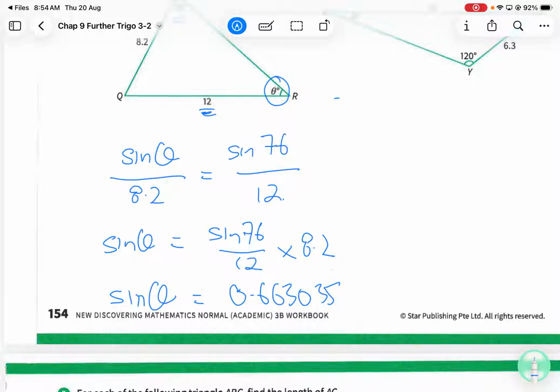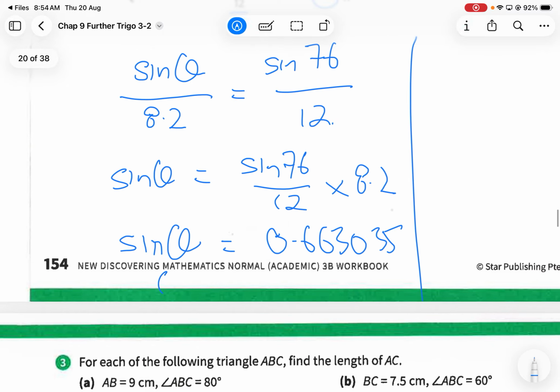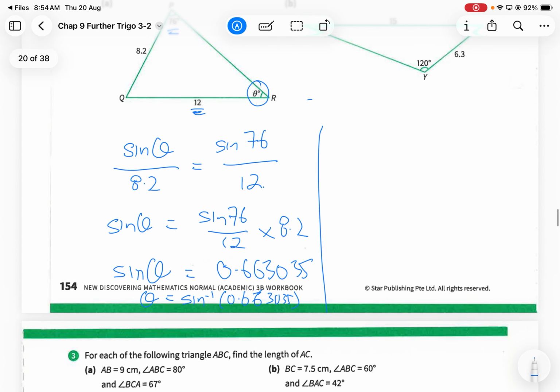Then, this is not my answer. What I want to find is theta. So this is sine theta. I want theta. I need to remove the sine. So to remove the sine from both sides, I need to sine inverse away the sine. That's why I need to press sine inverse 0.663035. Right here, better.